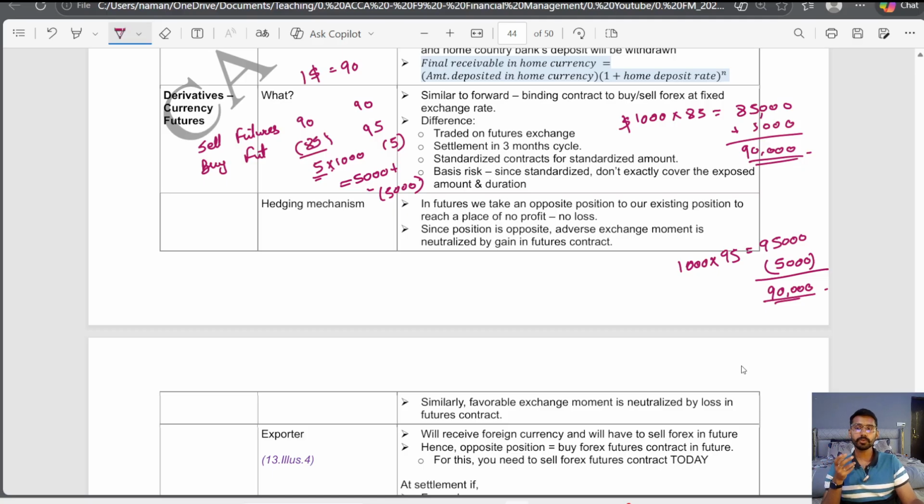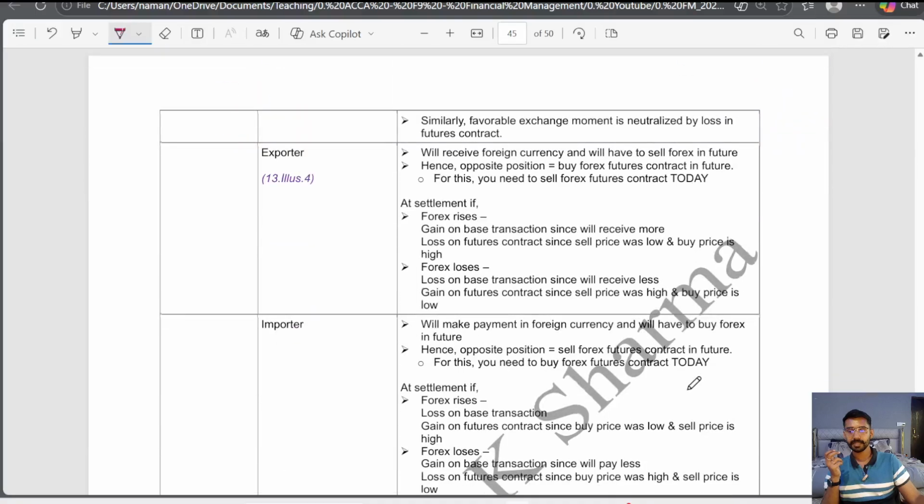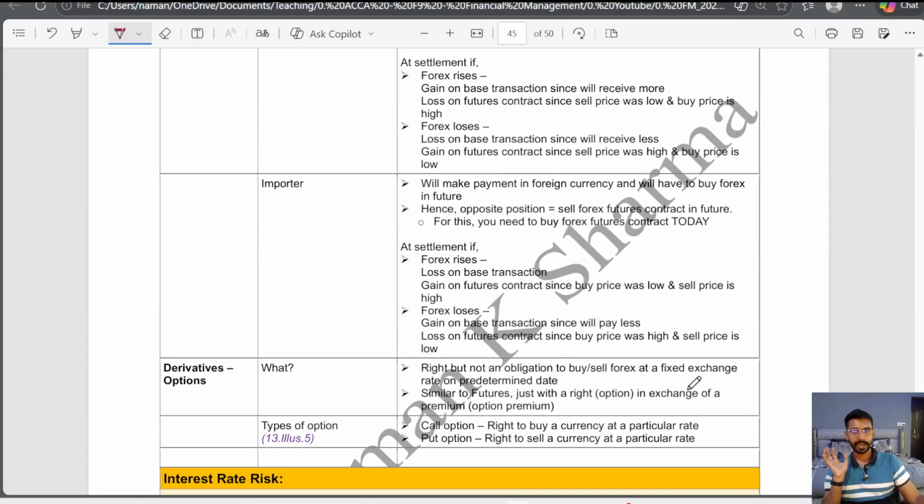In import, you do exactly the opposite. In import, you buy futures, and then ultimately on the date of settlement, to square off, you sell the future. Okay, this is how the futures contract works.